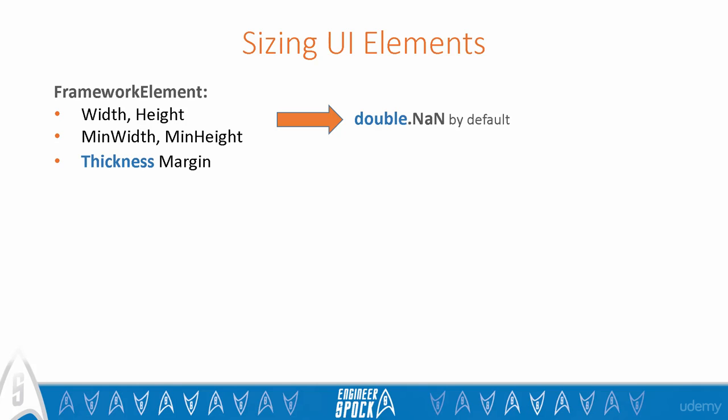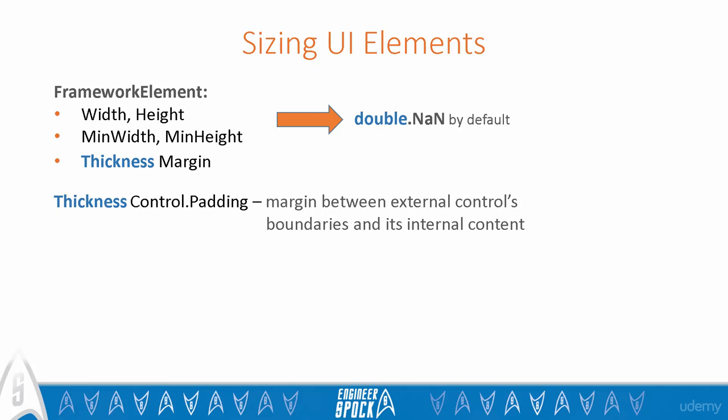The Margin property is also defined by the FrameworkElement. Margin's type is a special type, Thickness, which internally stores 4 values of type double. This property specifies how much space should be between the outer borders of the element itself and its neighbors.